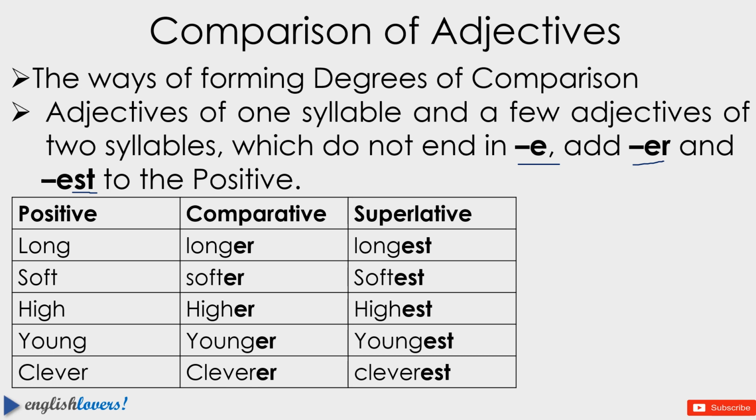Now in all these examples, you can see that these adjectives do not end in e, that is, they do not have e at the last in their spellings, so they take er in order to form comparative degree and est in order to form superlative degree. So this is the first rule of forming comparisons of adjectives.